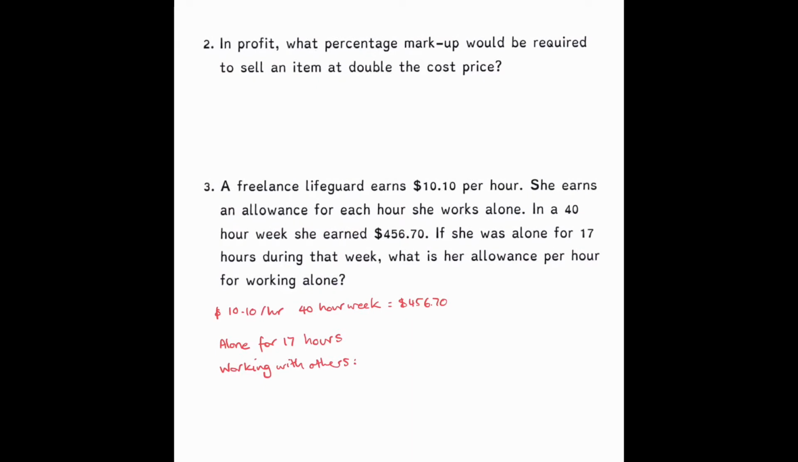Question 2, when we're talking about profit, we're asking what percentage markup, so what percentage increase do you need to sell an item at double the cost price? So all you need to think about here is the original price of an item is going to be 100%, right? That's 100%, that's the cost. If you were to put it on sale, it would go down. If you were to increase the price, that percentage would go up. So if we want to double, all we need to do is times it by 2, make it twice as big, and we get 200%.